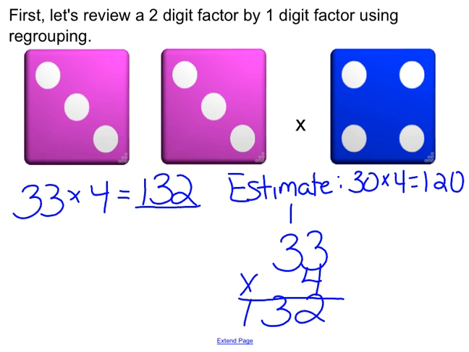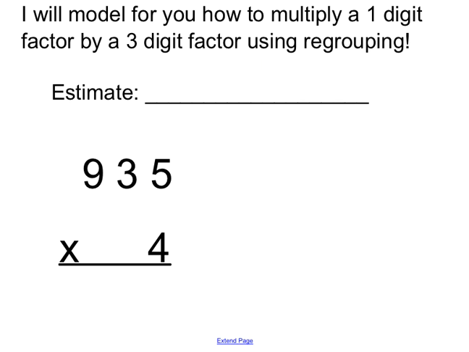So today we're going to apply our knowledge of multiplying a 2-digit factor by a 1-digit factor using regrouping, and we're going to just make the factors larger. We're going to be doing a 3-digit by a 1-digit and a 4-digit by a 1-digit. Okay, I will model for you how to multiply a 1-digit factor by a 3-digit factor using regrouping.